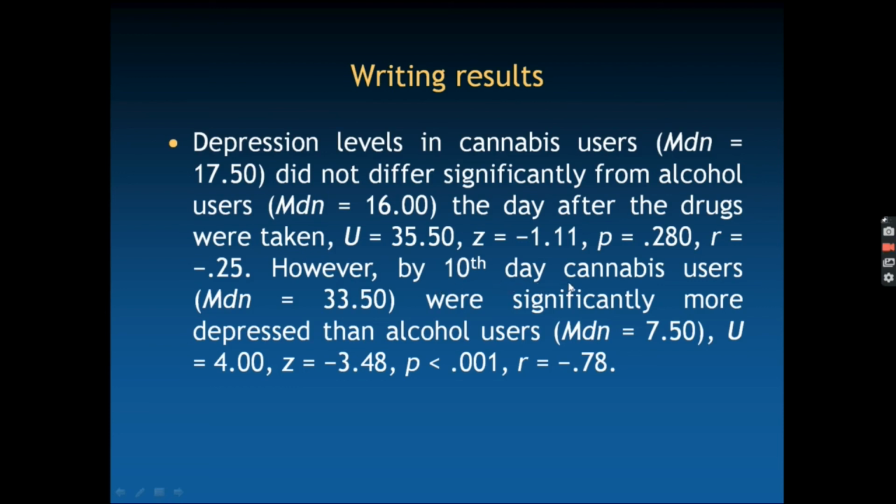However, by the fifth day, cannabis users, median 33.5, were significantly more depressed than alcohol users, median 7.5. U statistic, z-score 3.48, p-value and effect size. So the effect size is larger for the fifth day or Wednesday observation for cannabis. Cannabis is having a more depressive effect.